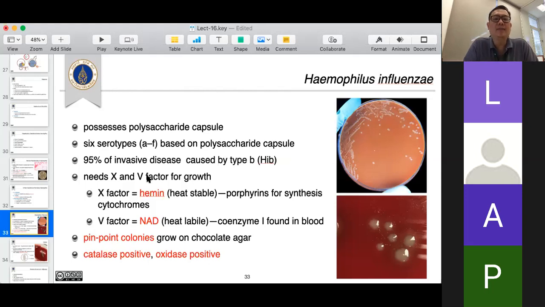So influenzae has 6 serotypes, A, B, C, D, E, F, but the virulent one is type B, or we call it HIB. HIB refers to Haemophilus influenzae serotype B.